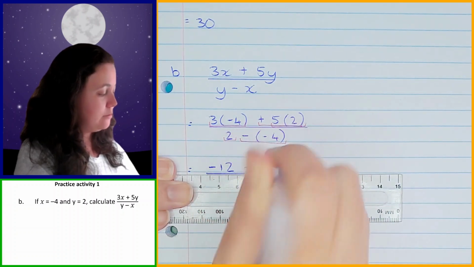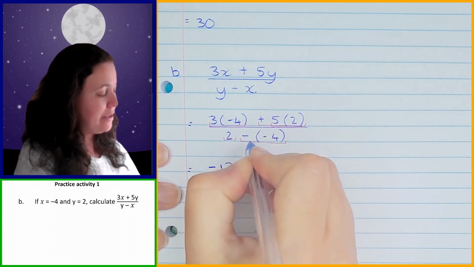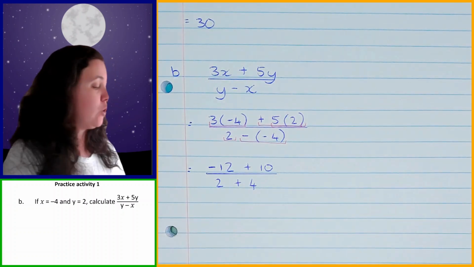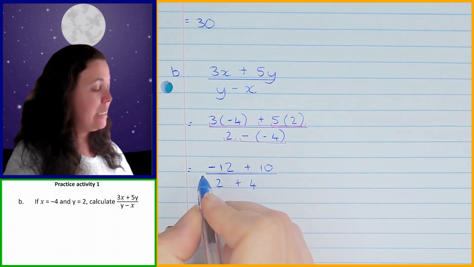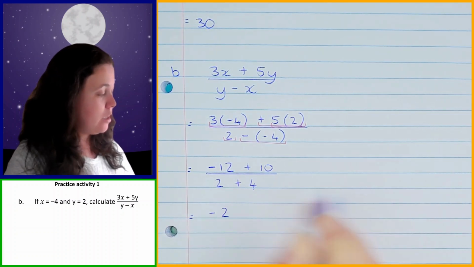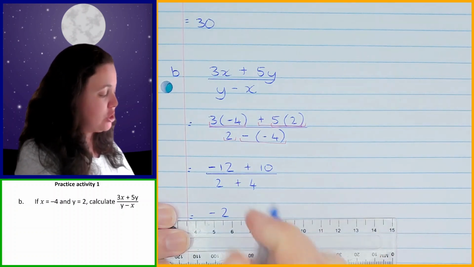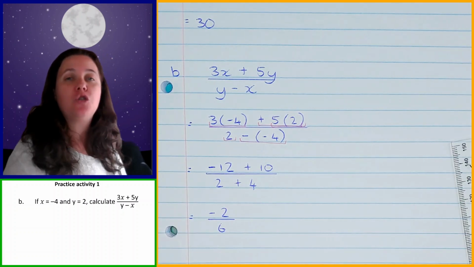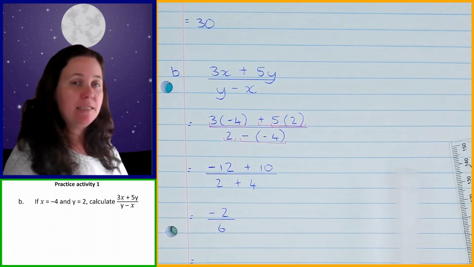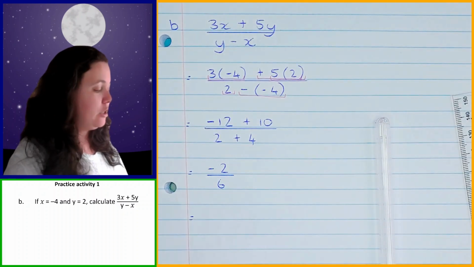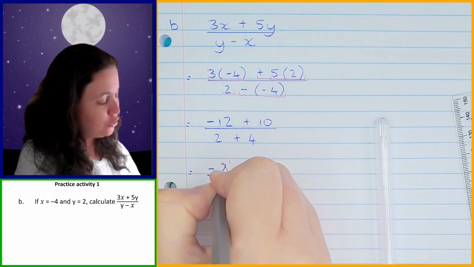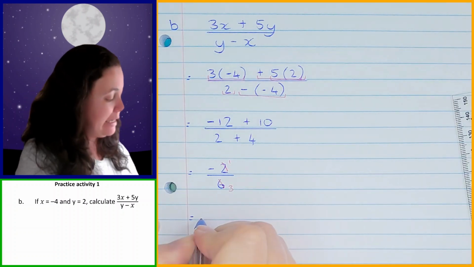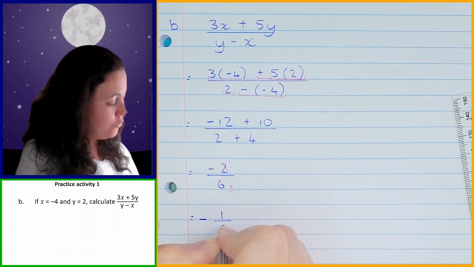I've got 2, and then minus negative 4 becomes plus 4. So at the top of my fraction, I have negative 12 plus 10, and that gives me negative 2. Over, at the bottom of my fraction, I've got 2 plus 4, which gives me 6. So now I've got negative 2 over 6. Now if we simplify that, 2 goes in here once, 2 goes in there 3 times, which gives us 1 over 3, but it's negative. So I'm going to put my negative 1 over 3.